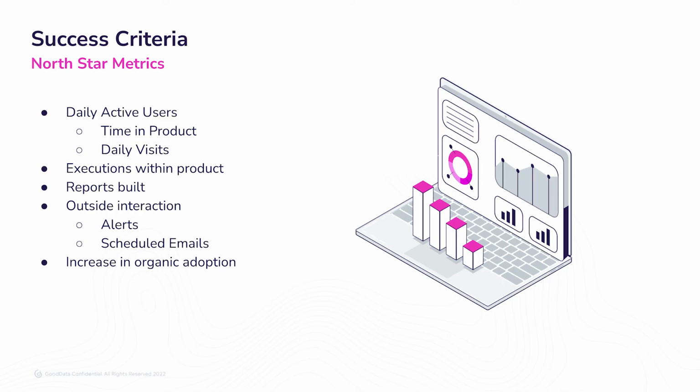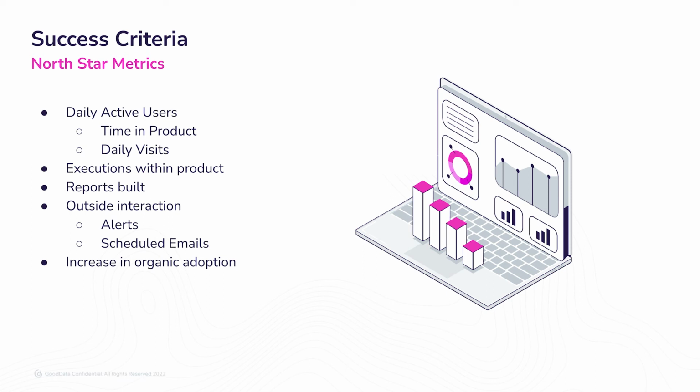So what does success look like for this? We all have our North Star metrics. I know it's different for each department and group that would be building a data product. So let's start with some right off the top. Daily active users. I know all of us are aware of what these are, but some things to drill into here are time in product and daily visits. How much time are your users spending in it? Especially, what is their role within your company?